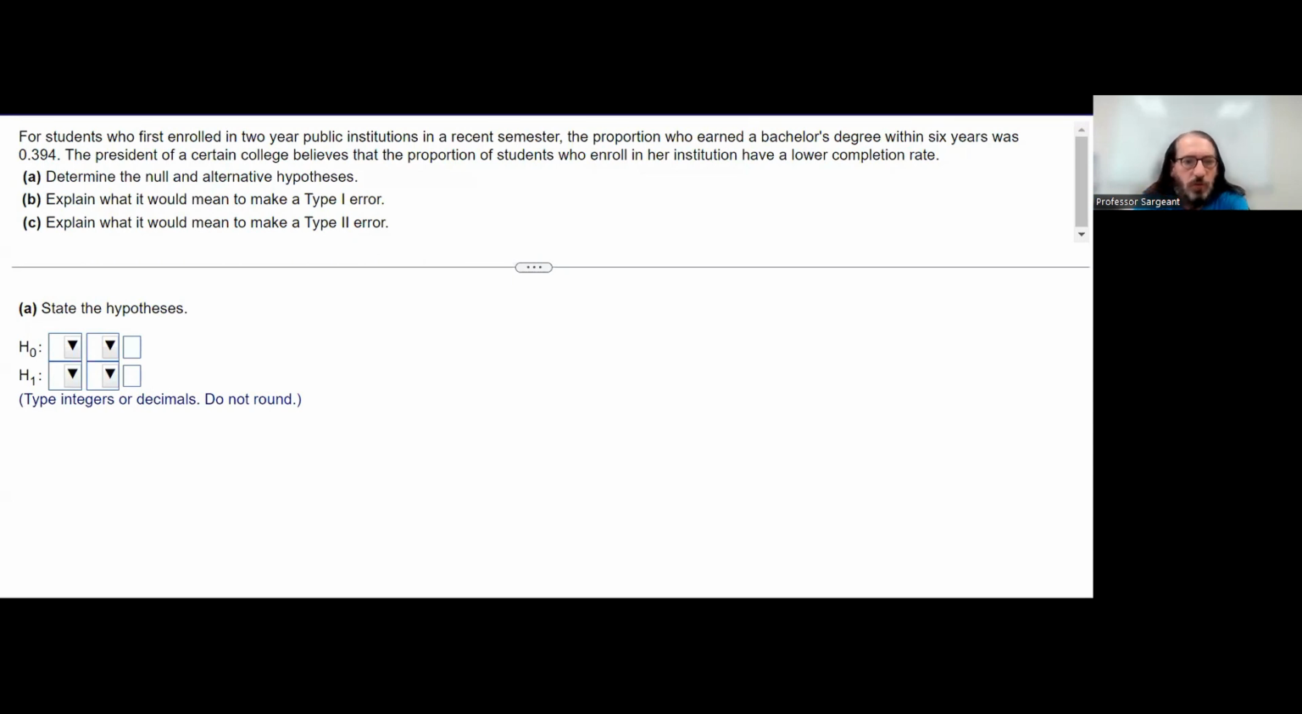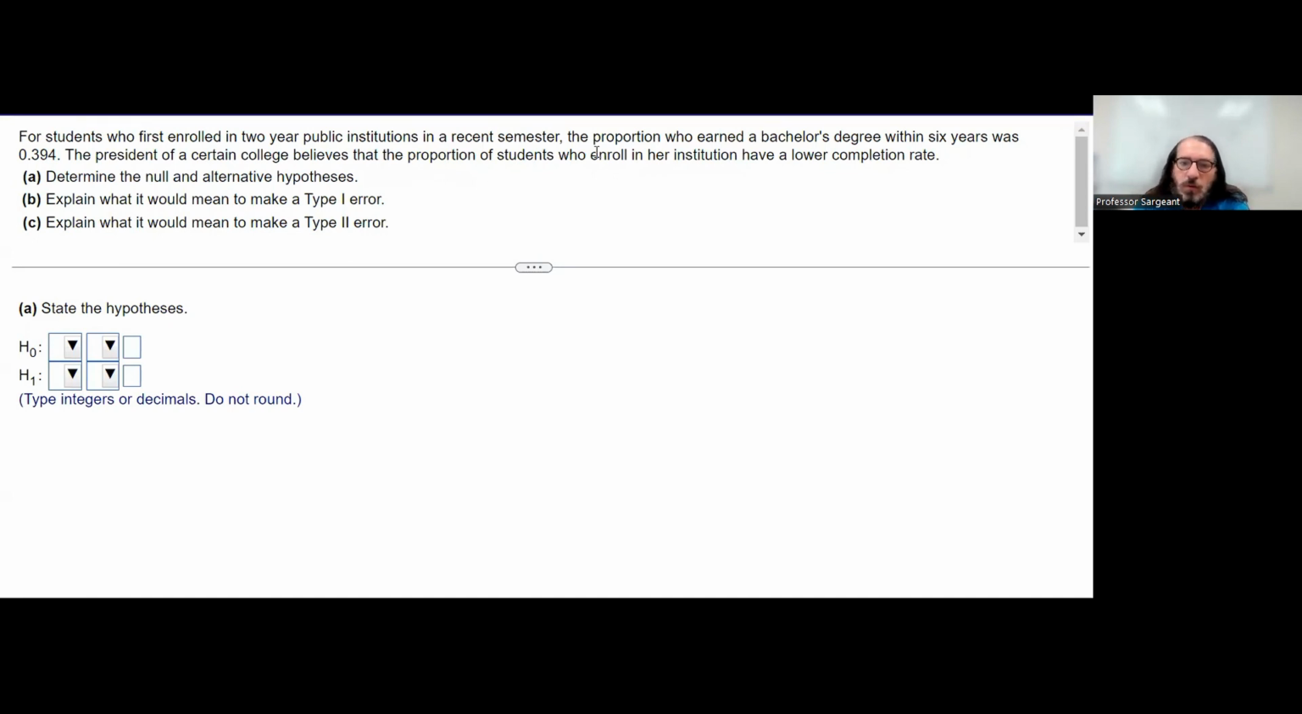All right, let's check out this example. For students who first enrolled in two-year public institutions in a recent semester, the proportion who earned a bachelor's degree within 6 years was 0.394. The president of a certain college believes that the proportion of students who enroll in her institution have a lower completion rate. Determine the null and alternative hypotheses.